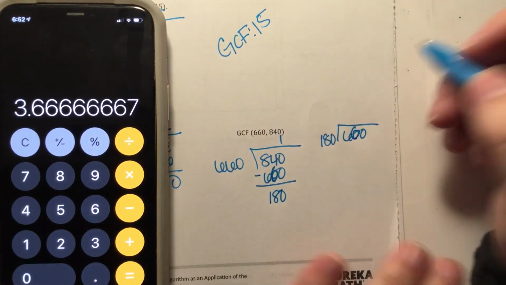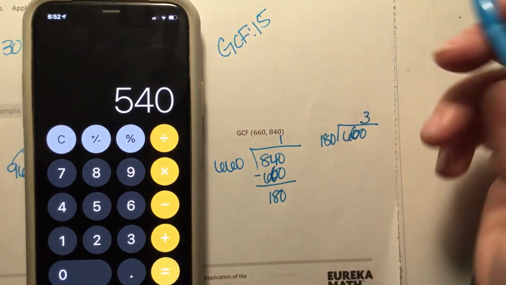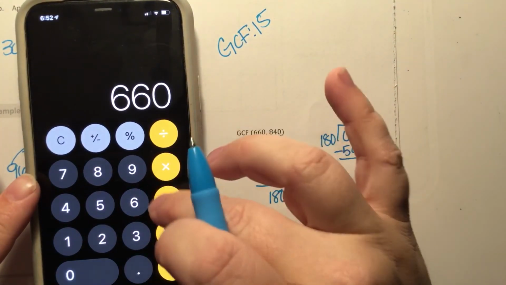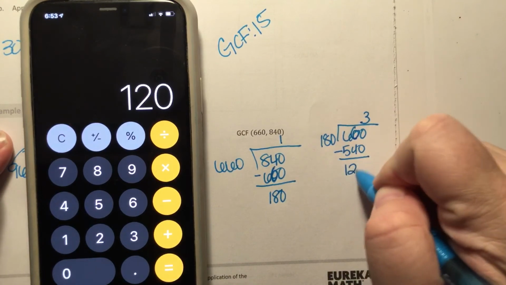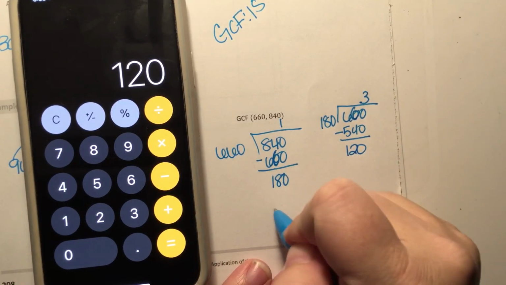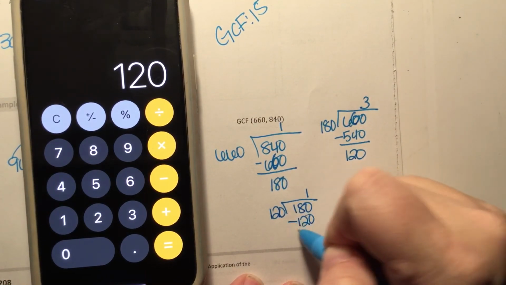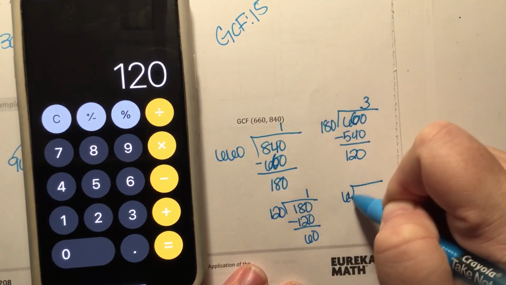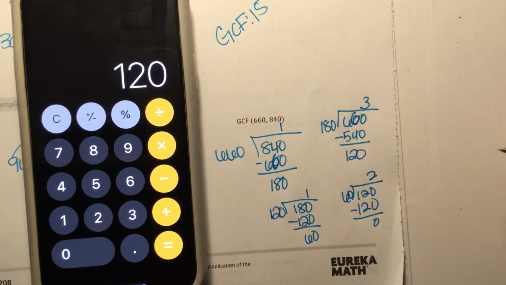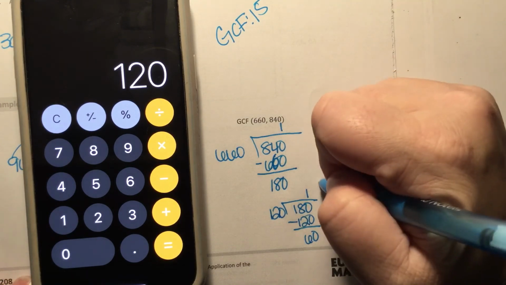I can at least pull my whole number out, right? And then, guys, seriously, 3 times 180, I don't know this. 540. Okay, so 660 minus 540 is 120. Okay, so I'm taking 120 and putting it into 180, right? So 120 is my remainder. Okay, I know that goes in one time, 120. I know that's 60. 60 divided by 120, that's 2. Because I know 6 times 2 is 12. Okay, so what's my greatest common factor? 60. Okay, greatest common factor.